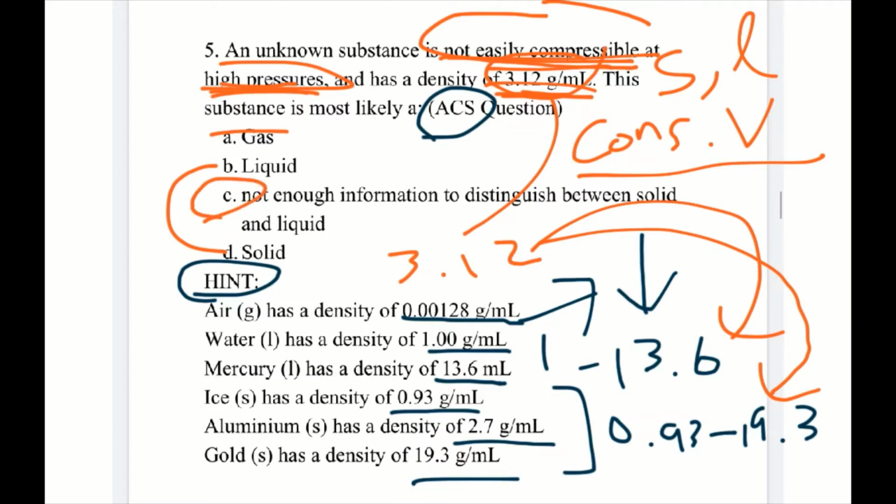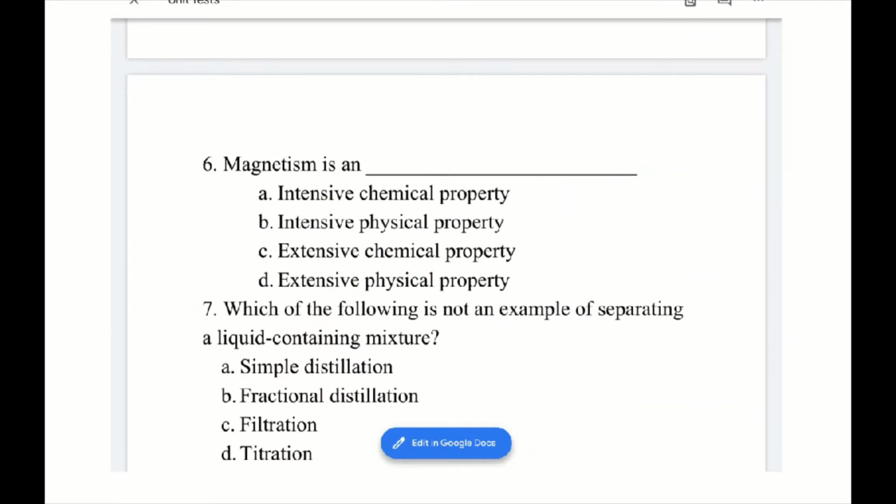So this is one of the harder problems, but we got through it as a team, and if we can get through hard problems like this, we can get through hard problems any day. So let's look at number 6. Ooh, it's another multiple choice.